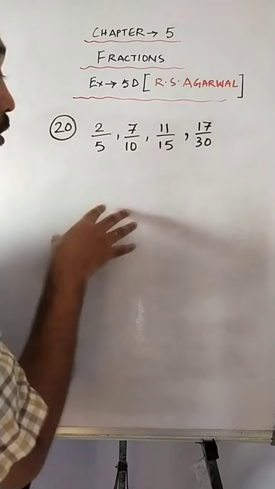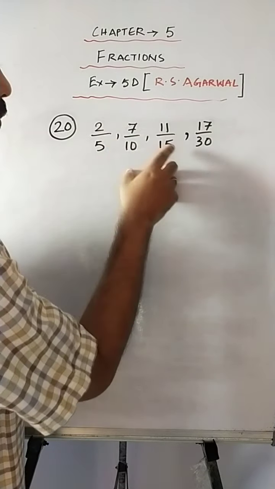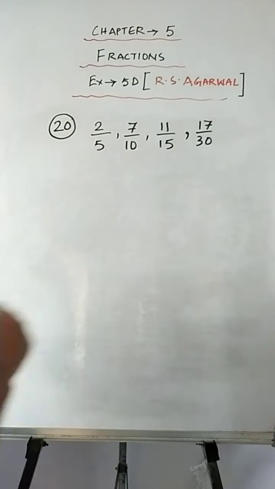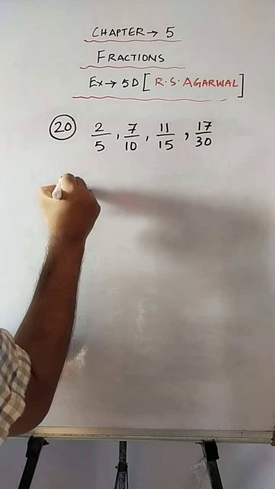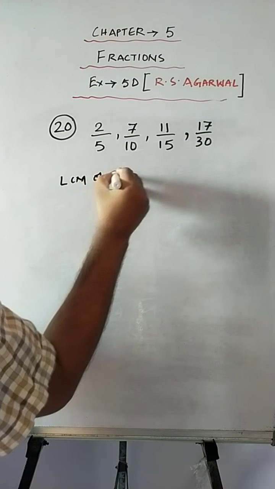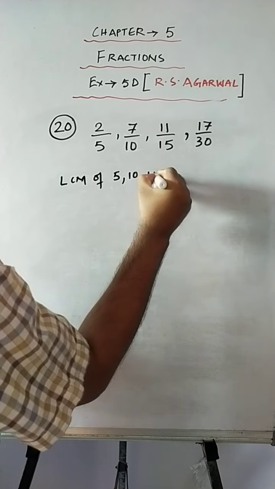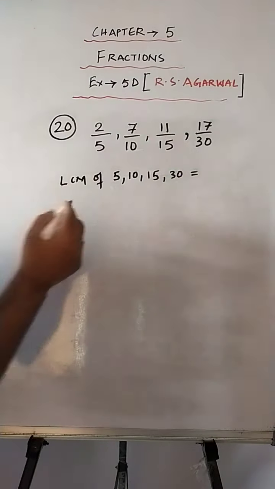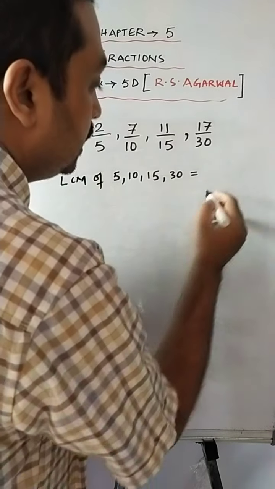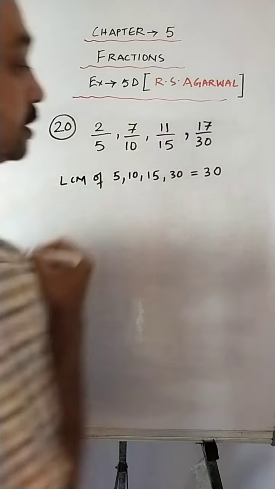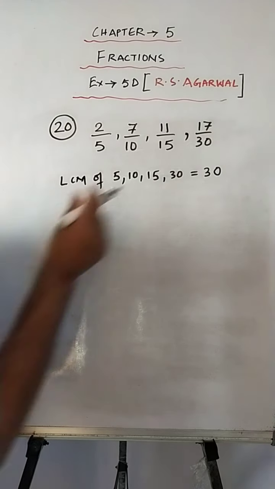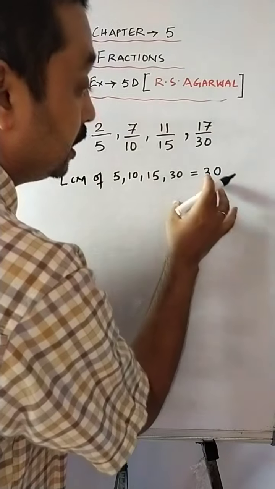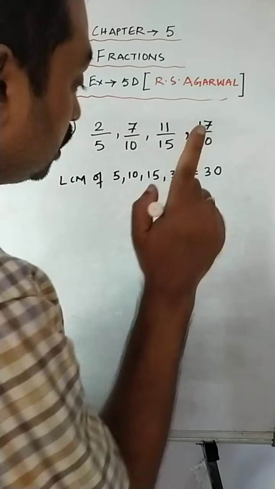So again here also we have to convert all the fractions into like fractions. That means we have to make the denominators similar. So again we have to do the same thing, that is the LCM of 5, 10, 15 and 30. If you do the LCM of 5, 10, 15 and 30, you will get the LCM as 30, students. I know it, but you have to do it and see how 30 is coming. You should always do it.